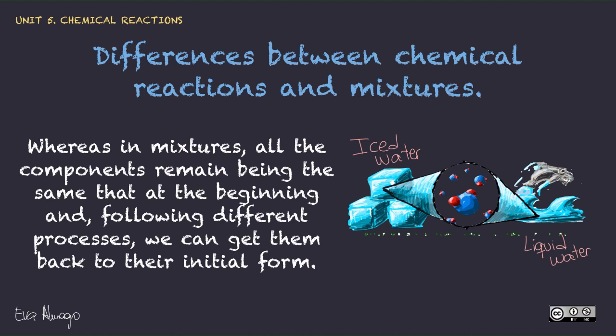So that was in chemical reactions. Here, now, in mixtures, all the components remain being the same as at the beginning, as we saw with the salt and water, and following different processes like evaporation, distillation, do you remember that? We can get them back to their initial form, like for example with ice water. With ice water is ice that we have cooled down until it became a solid. So if we want to get liquid water back again, the only thing that we have to do is to warm it, to elevate temperature. We will see on the following days that changes in temperature have a lot to do with chemical reactions.